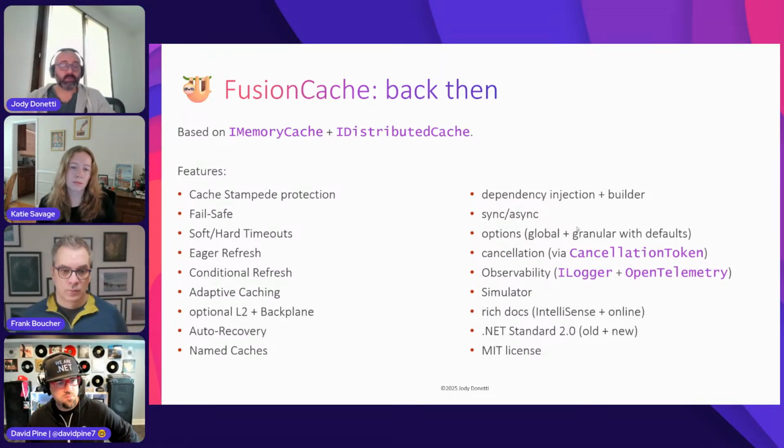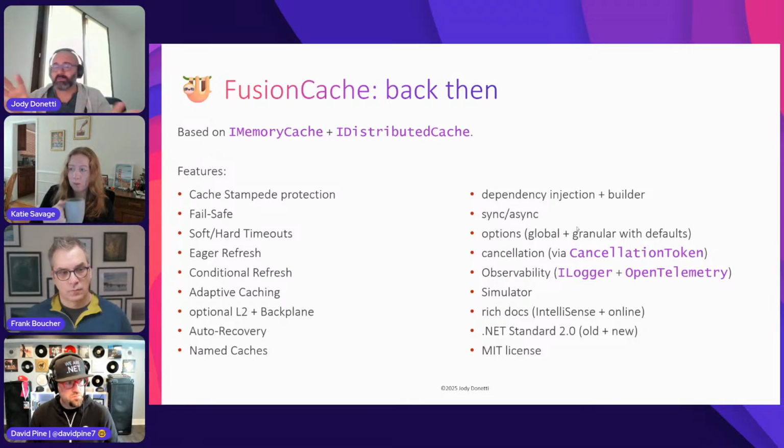It also supports multiple named caches, so it's a way to configure completely separate caches like person cache, order cache, tokens cache, whatever. Each of them configured totally differently, and they can, if you want, share the same underlying cache or not without having issues with collisions of cache keys. Fully supports dependency injection with the builder, fully sync and async, rich set of options, supports cancellation via the usual cancellation token, full observability, both logger and OpenTelemetry.